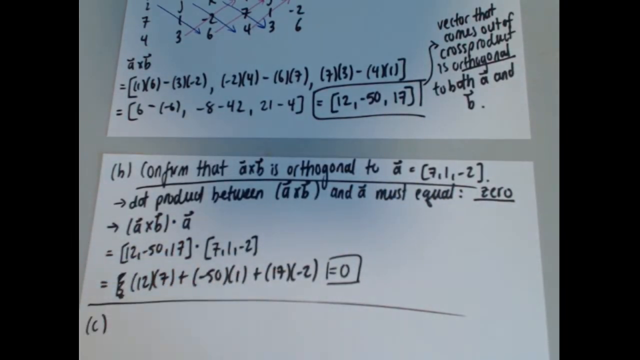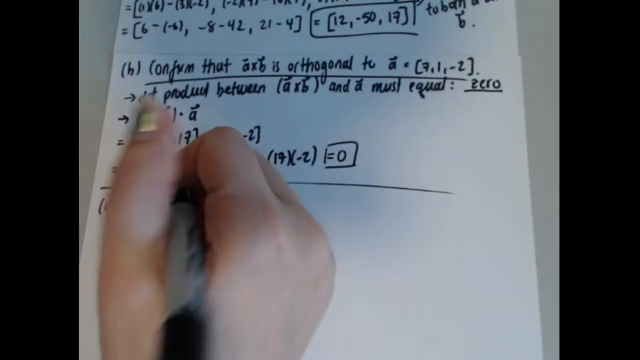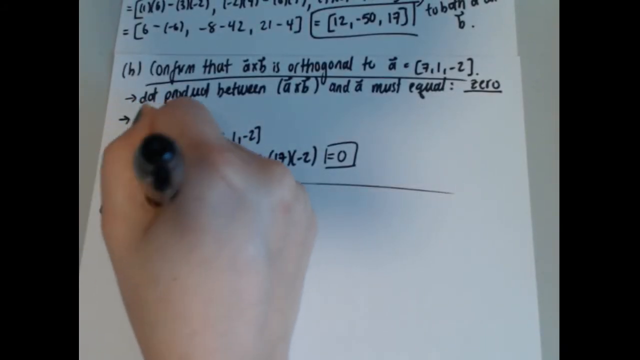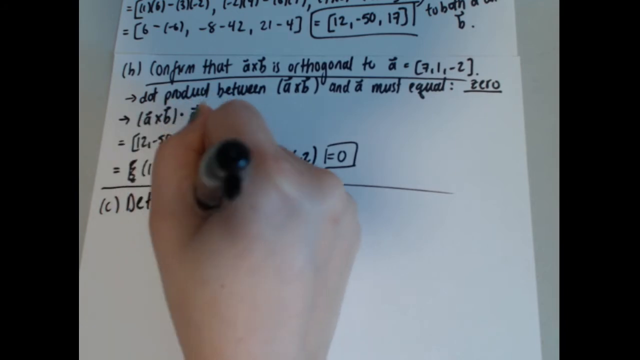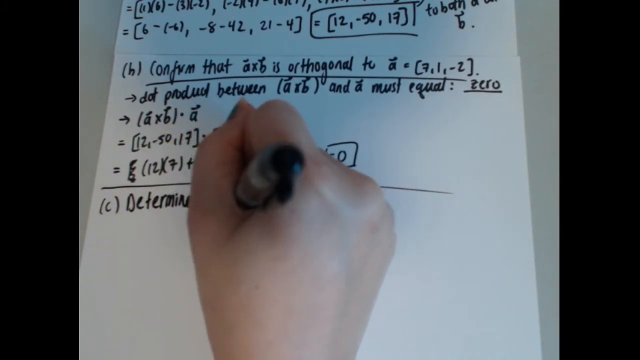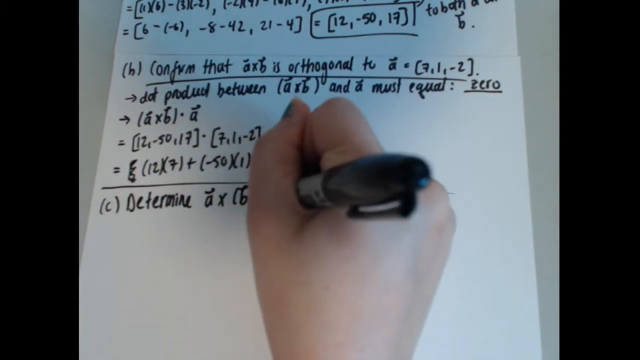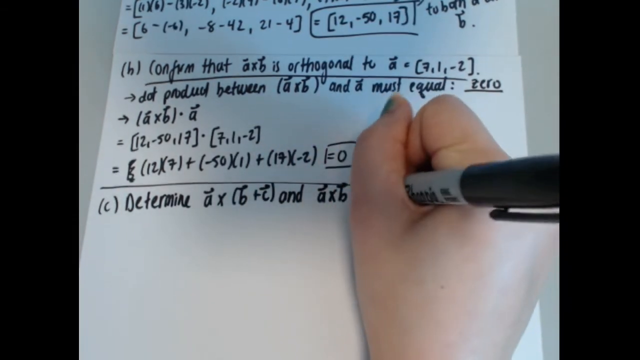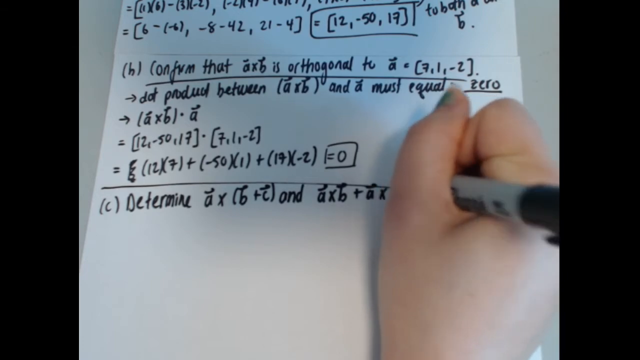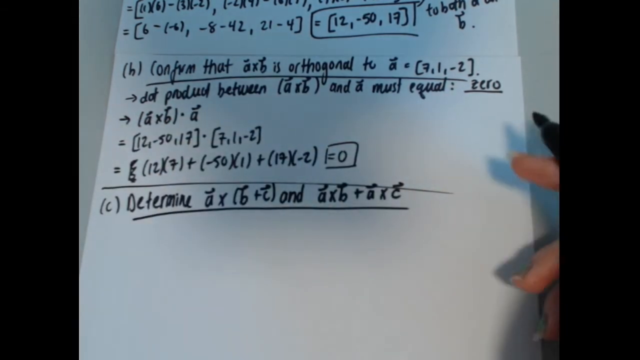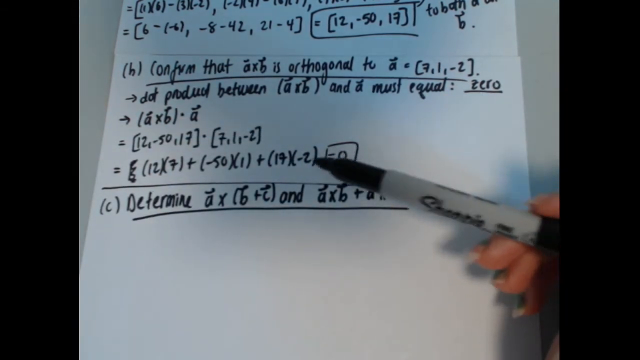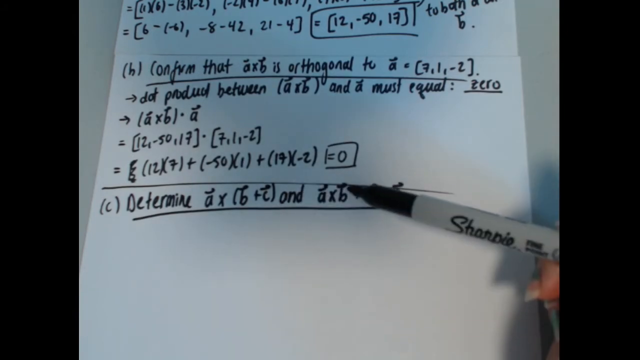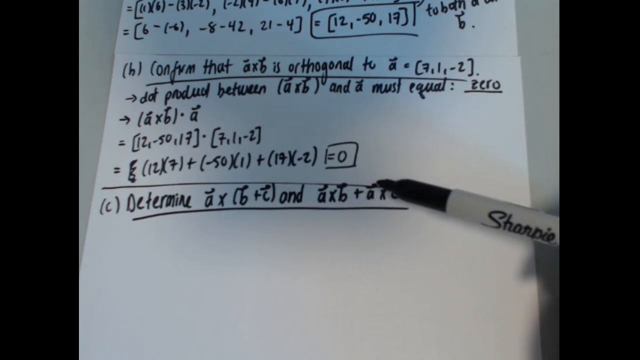Let's do another part, part C. Determine A cross B plus C and A cross B plus A cross C. Now, what you should notice when you look at this problem is essentially what we're trying to see here is if the cross product follows the distributive property.